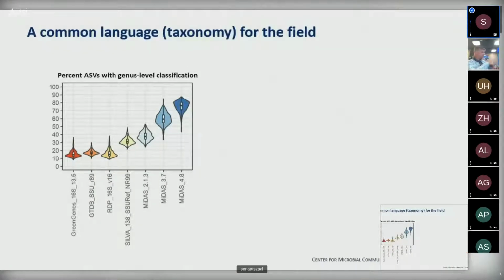Having the reference sequences is only part of the story. We also needed to know whether we had a better taxonomy, whether we were able to classify more of the amplicon sequence variants. So we used the same data set again, and then we classified the ASVs at the genus level. And you can actually see here that we get a much better classification with the MIDAS-4 database, where we're able to classify around 75% of all the ASVs, compared to the Silva database, where we can only classify 30% at the genus level. And that has a huge impact, of course, on how we can actually evaluate the data afterwards.